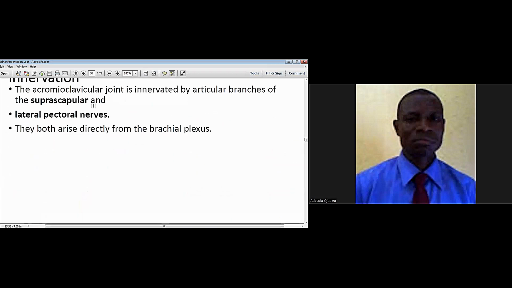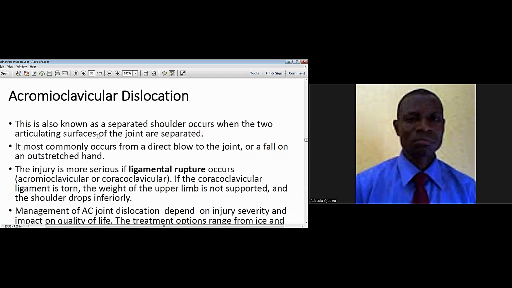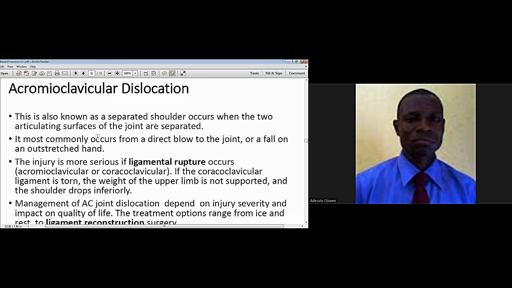Yes, I put something here. The acromioclavicular joint can be dislocated, and this is what we know as separated shoulder. They call it separated shoulder.